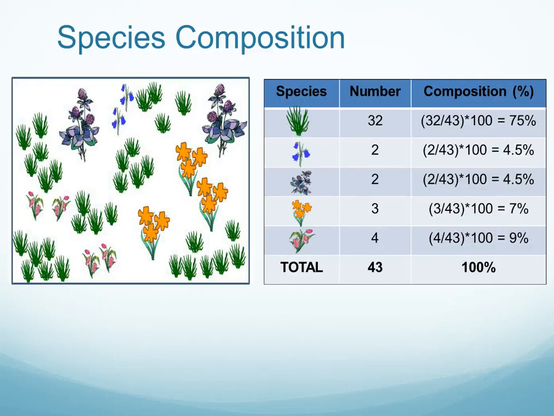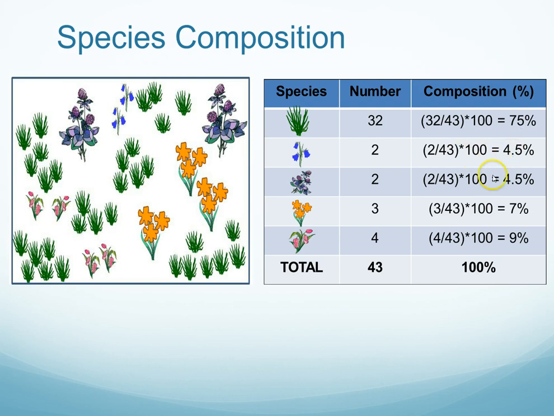In the first case, we're going to look at numbers of individuals or density within this particular site. And we can see that grass is the most abundant in terms of the number of individuals. In order to calculate species composition, what we do is we have to first take all of the contribution of each one of the species and calculate a total number for the site, which is 43. Composition is simply the proportion or the contribution of each individual species to the whole. So, for example, with grass, we would take 32 individuals and then divide that by 43, which is the total individuals for the site, multiplied by 100 to get 75% composition.